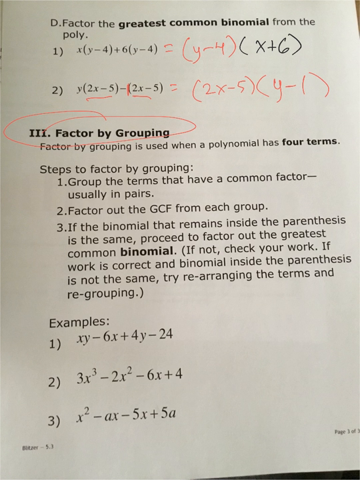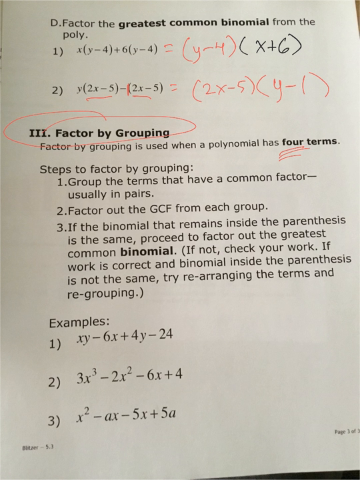Factor by grouping is used when a polynomial has how many terms? It's when you have 4 terms. And here are your steps.